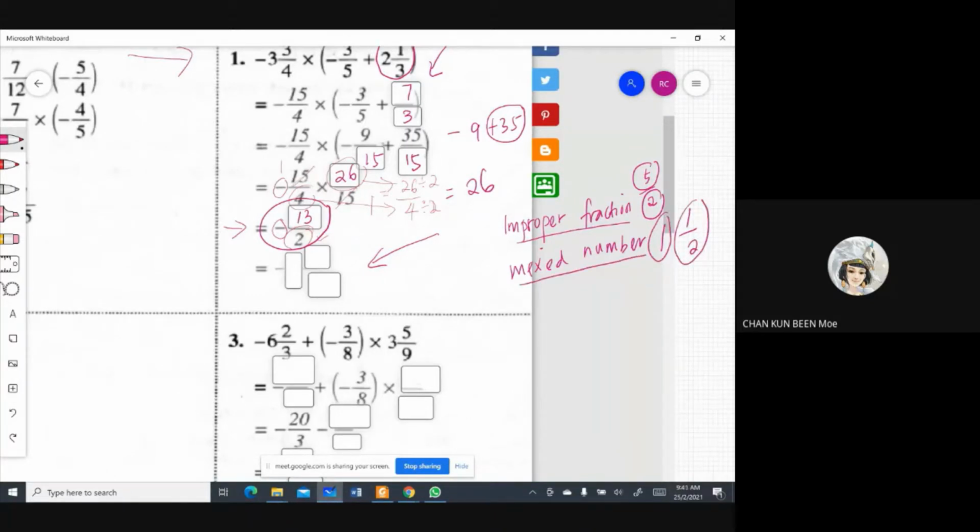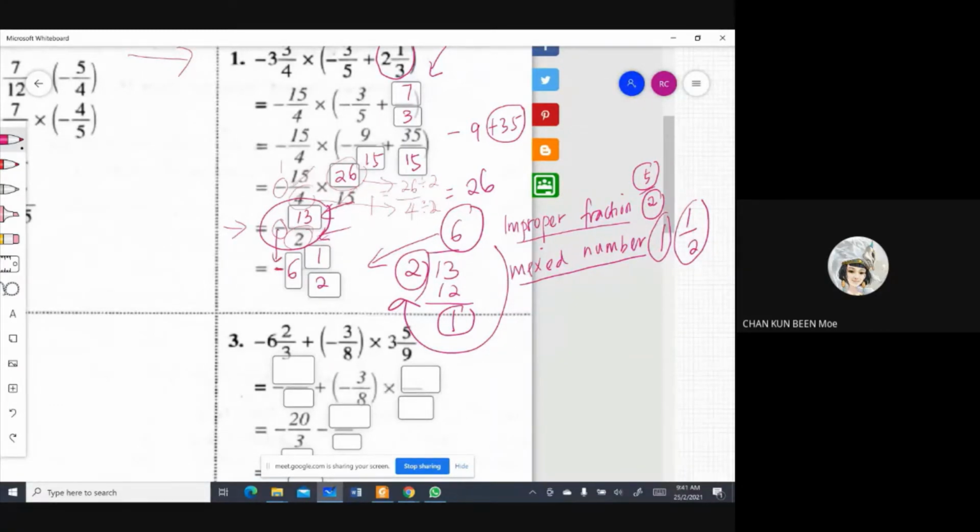Okay, so when you have 13 over 2, how do you get the answer? By dividing 13 by 2. 2 times 6 is 12. The remaining is 1. Therefore, it is 6, you put it here, 6 1 over 2. Correct. You move it this way. Okay, so that's the answer for the first question: negative 6 1 over 2. We have a negative, you just copy down from there.